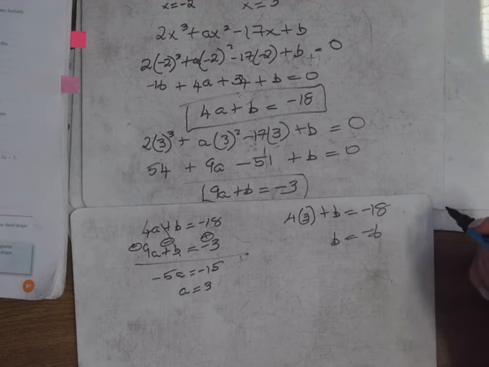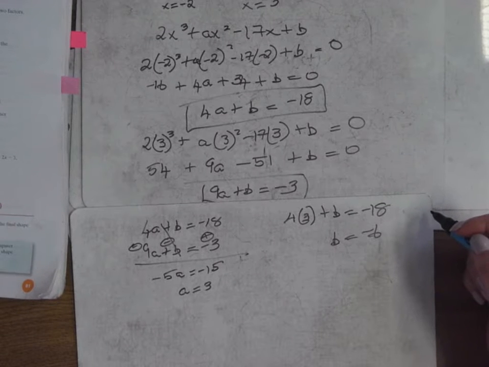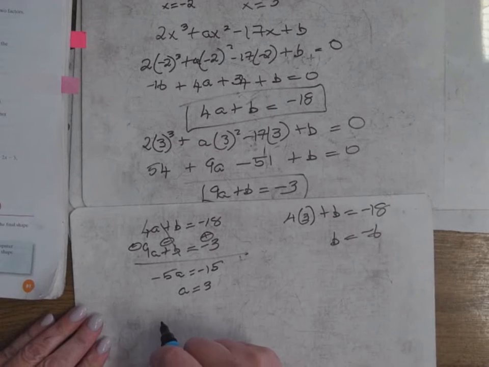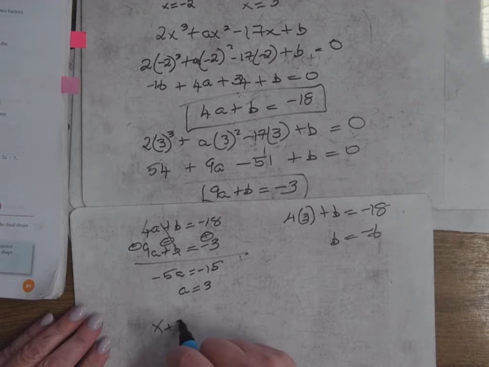Okay. Is there a second part? Find the third factor. Right. Find the third factor and hence solve the equation 2x cubed plus... No, I'm reading the wrong question. Right. Find the values of a and b. Hence find the third factor. Okay. So what I could do is, one factor is x plus 2. The other factor is x minus 3.